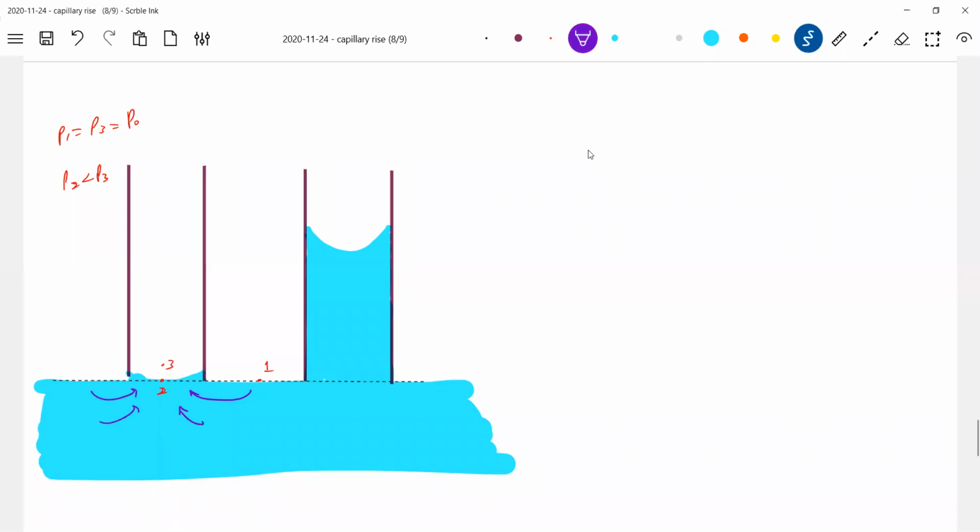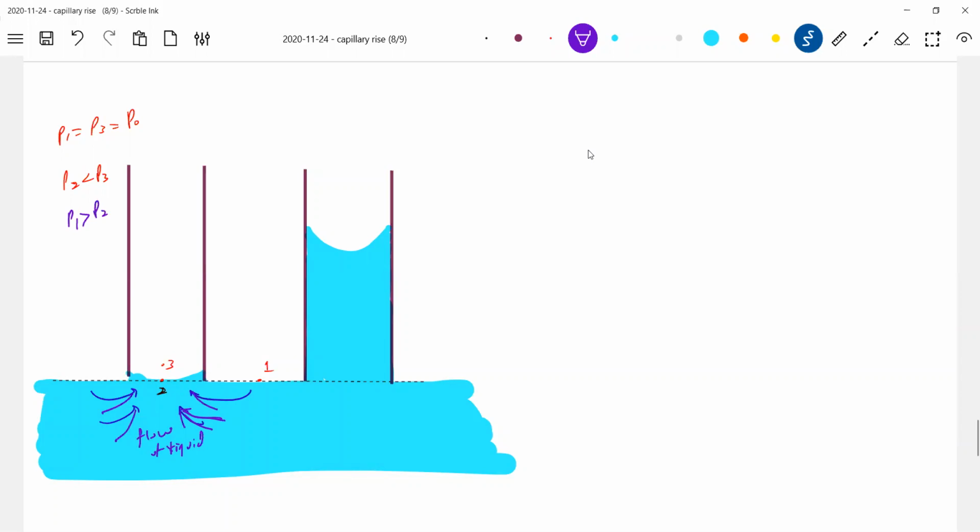Now, what are these arrows? Flow of liquid. At least looking at the arrow, you must understand there's a flow of liquid. So P2 is less than P3. So therefore, P1 is greater than P2. So the liquid will rush into the capillary tube.